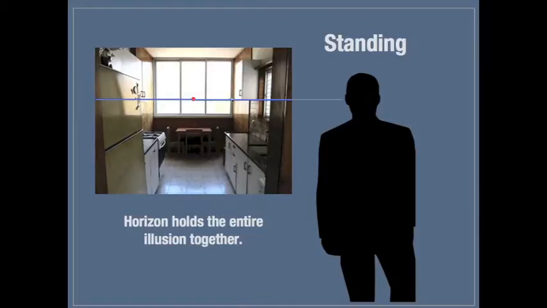Long story short, whatever is above the horizon line, we cannot see the top of it because it's taller than us, and whatever is below the horizon line, we see the top of it because it is shorter than us and we are taller than it.